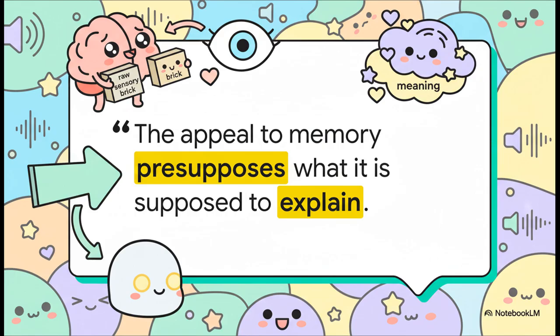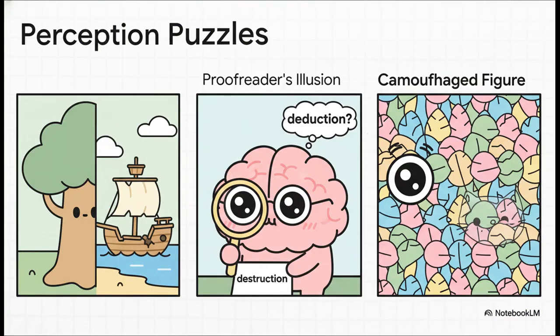What he's saying is, to know which memory to go look for, your brain must already understand what it's seeing. It's a complete circle. You can't use the memory of a ship to build the image of a ship unless you've already recognized a ship-like pattern to begin with. And these perception puzzles, they show the glitch perfectly.